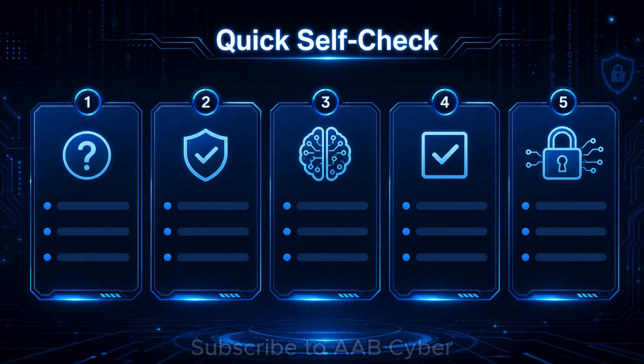Question 2. Which is more specific, a technique or a subtechnique? The answer is subtechnique. Question 3. True or false? ATT&CK assumes attackers move through its tactics in a fixed sequence. False. It's a matrix. Attackers can loop, skip, or run tactics in parallel. Question 4. What does TTP stand for? Tactics, techniques, and procedures. And question 5.